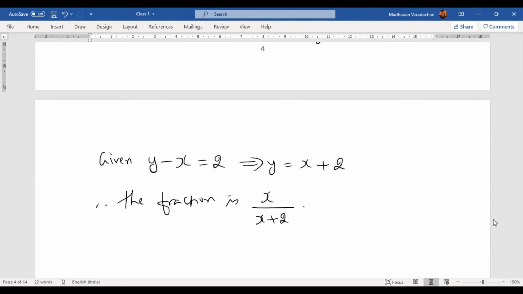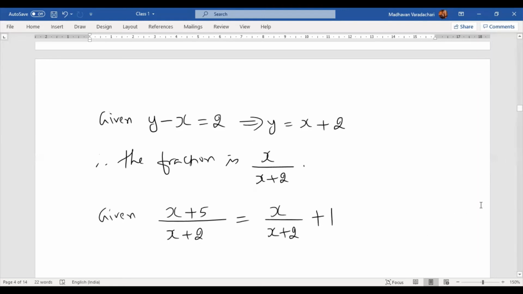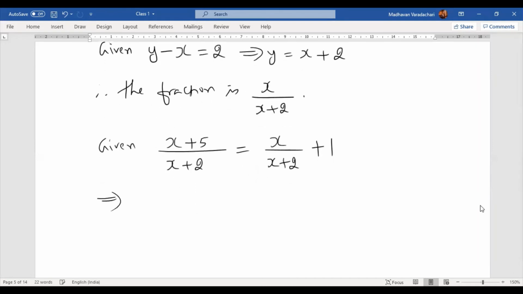Okay. Now, further what it says, if 5 is added to the numerator, the fraction increases by unity. Means this results in the fraction, what is the fraction? x by x plus 2, that is increased by unity. Increased by unity means I'm adding a 1 to it. Unity means 1. Right?